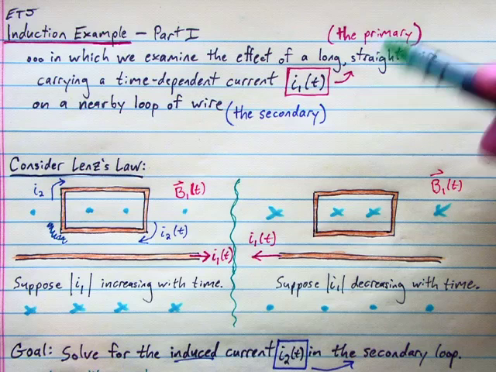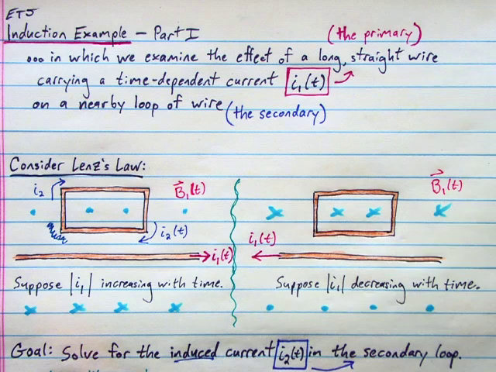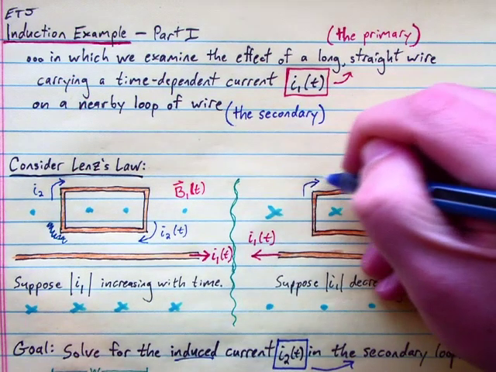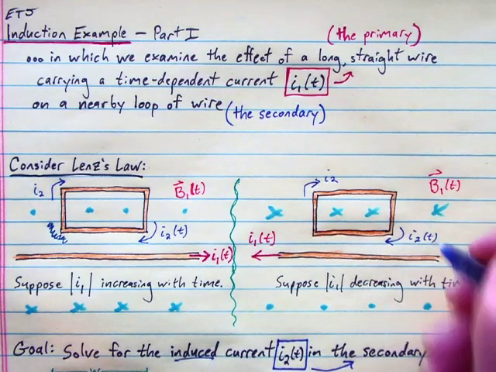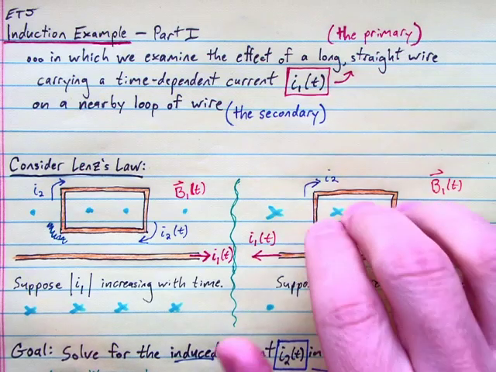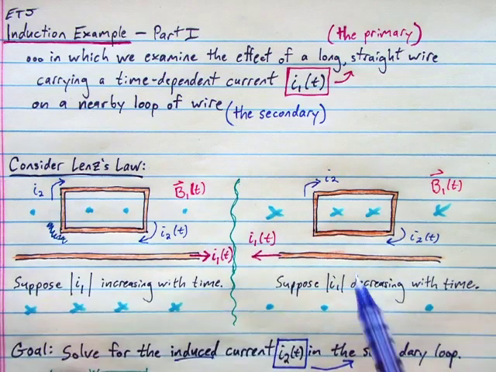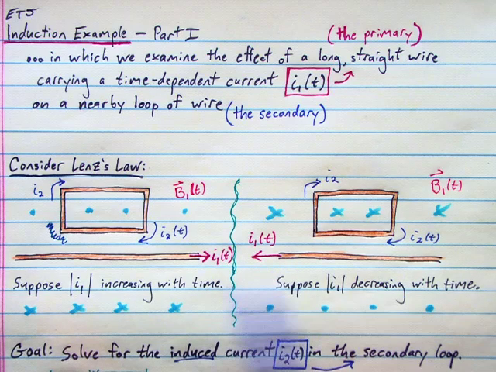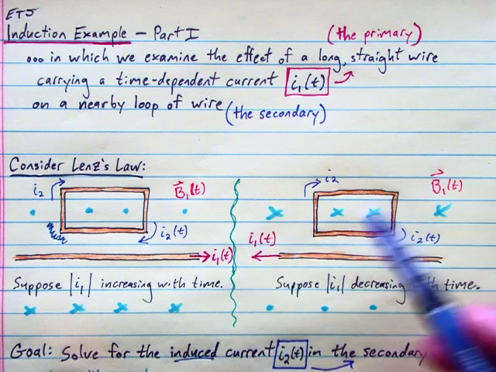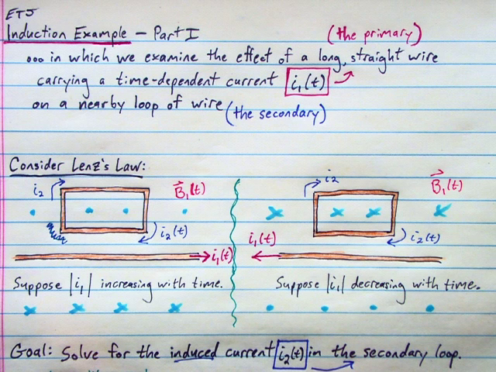So the only way that this loop can generate more flux into the page is if we get a clockwise current running through that loop there, generating flux into the page. So it happens to be the same outcome as here since we flipped multiple things. We flipped the direction of the primary current and we changed it to decreasing instead of increasing. Those two flips ended up with us getting a clockwise current in this secondary as well. Okay, so that's conceptually, qualitatively what's going on.